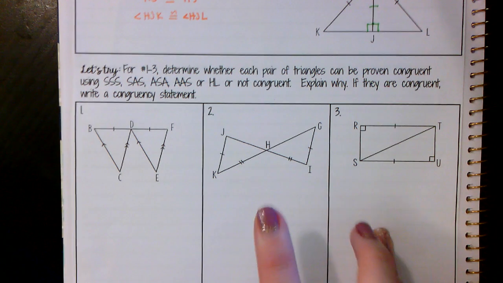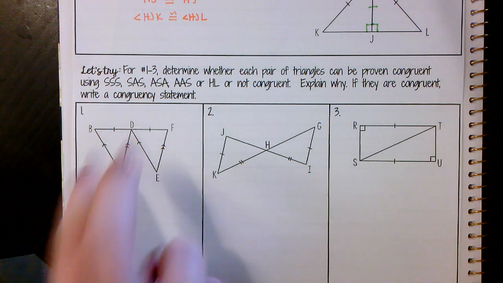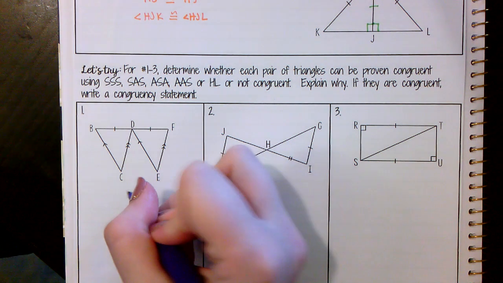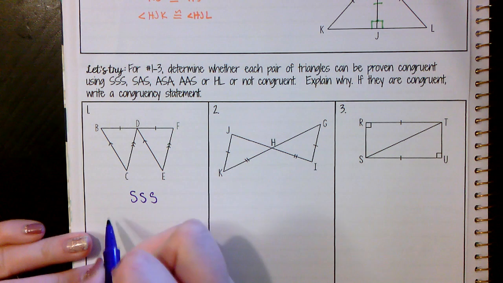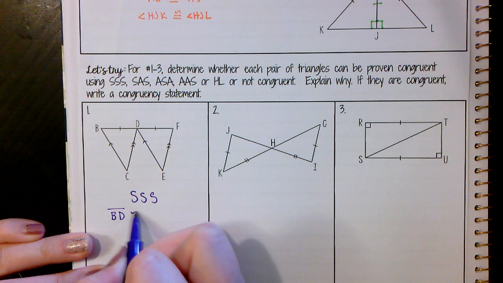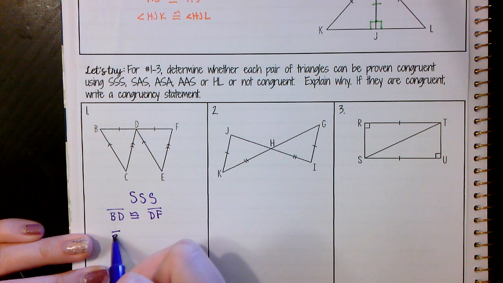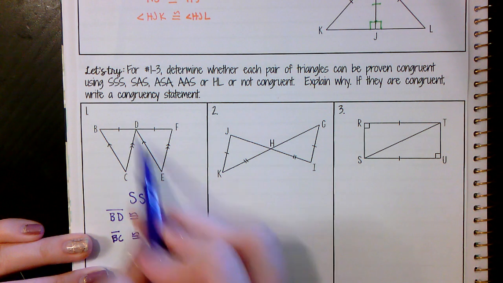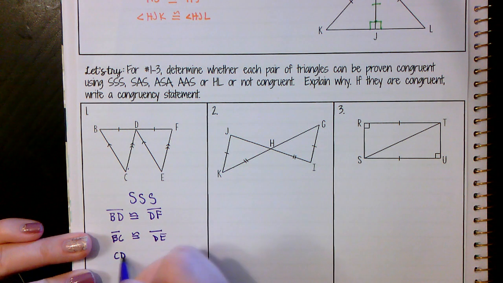And then we have these 3 examples. So I'll do these 3 with you, and then you'll have the worksheet to do on your own. So it just tells us which one would we use for this. Well, if I know that these are the same, these 2 are the same, and these 2 are the same, this is going to be side, side, side. And I know that because it's telling me that side BD is congruent to side DF. Side BC is congruent to side DE, right? And then CD and EF are also congruent.